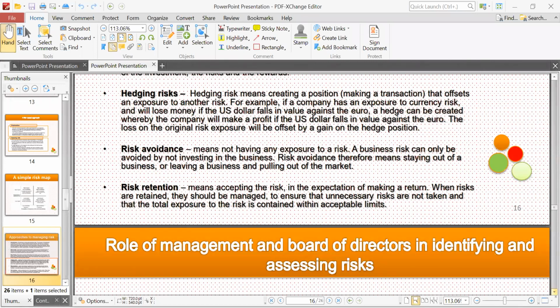So a typical example, if a company has an exposure to currency risk, right? So what is currency risk? The risk that currencies will fluctuate, the way the Ghana cedi goes up and down like that, that's currency risk. If a company has an exposure to currency risk and will lose money if the US dollar falls in value against the euro, a hedge can be created whereby the company will make a profit if the US dollar falls in value against the euro. The loss on the original risk exposure will be offset by a gain on the hedge position.